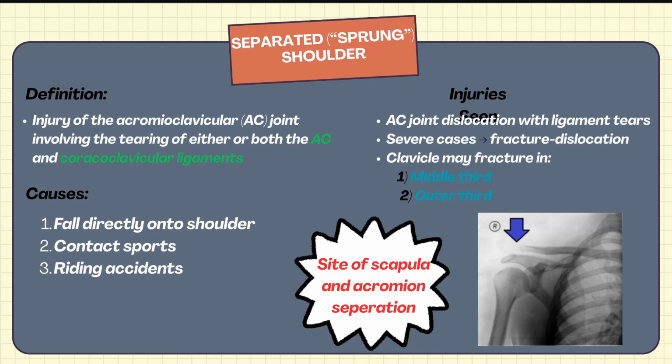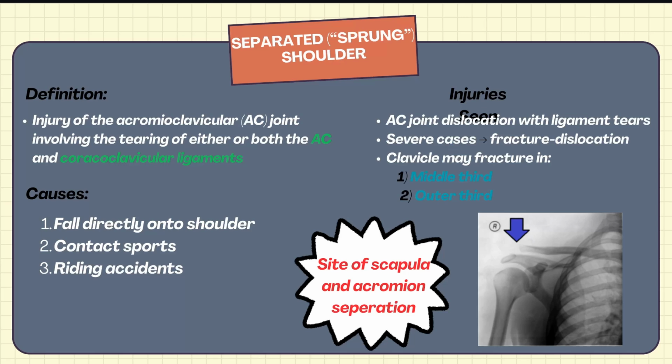What can cause this injury? Either falling directly onto the shoulder, contact sports, or riding accidents. So many things can cause shoulder separation. The injury seen is acromioclavicular joint dislocation with ligament tears. We just mentioned it over here. Severe cases lead to fracture or dislocation.